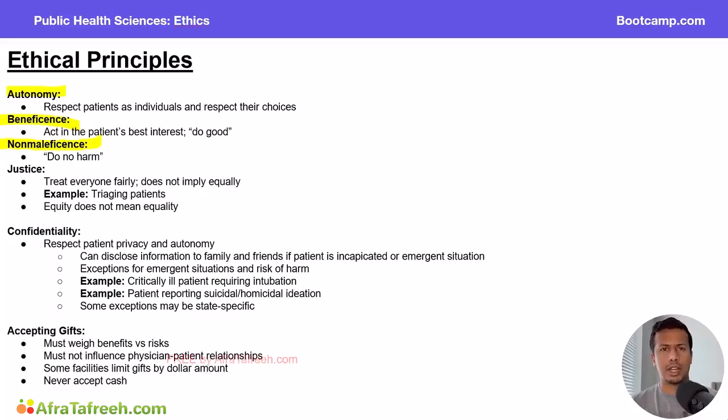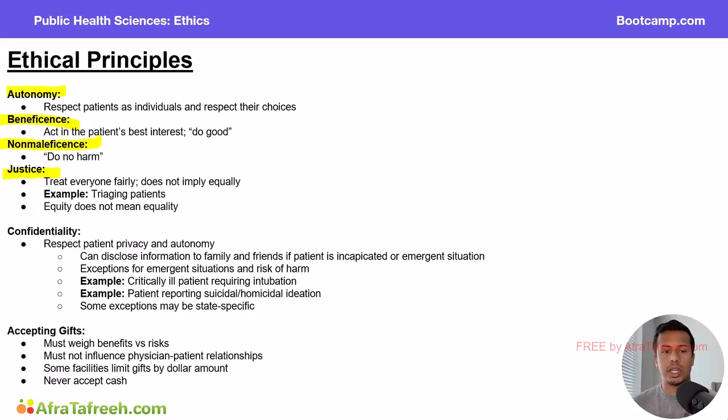And then the last of the kind of four core ethical principles is justice, and justice is treating everyone fairly. The important thing to note there is it does not mean treating everyone equally. A common example of this is triaging patients. So if you have a patient that has toe pain, you are not going to treat them the same way as someone who's having a heart attack. And that's actually a really good example of a potential question for the exam. They will give you a scenario like that about triaging patients, and they will ask you which ethical principle is being displayed. And in that case, the answer would be justice.